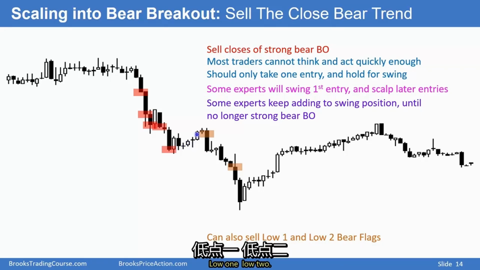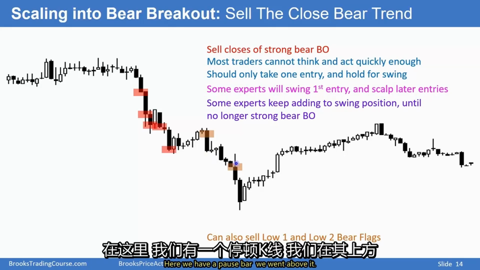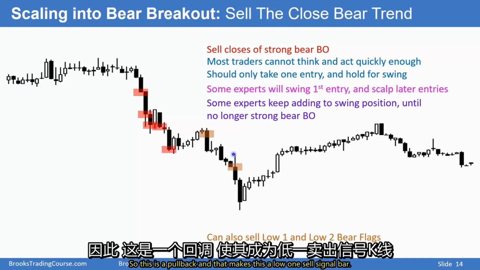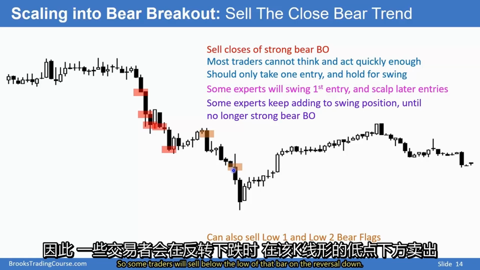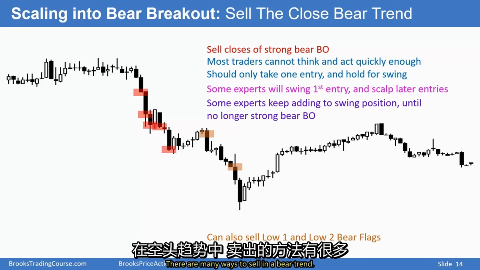Low 1, low 2, so a low 1 or a low 2 bear flag. Here we have a pause bar. We went above it, so this is a pullback, and that makes this a low 1 sell signal bar. So some traders will sell below the low of that bar on the reversal down. There are many ways to sell in a bear trend.